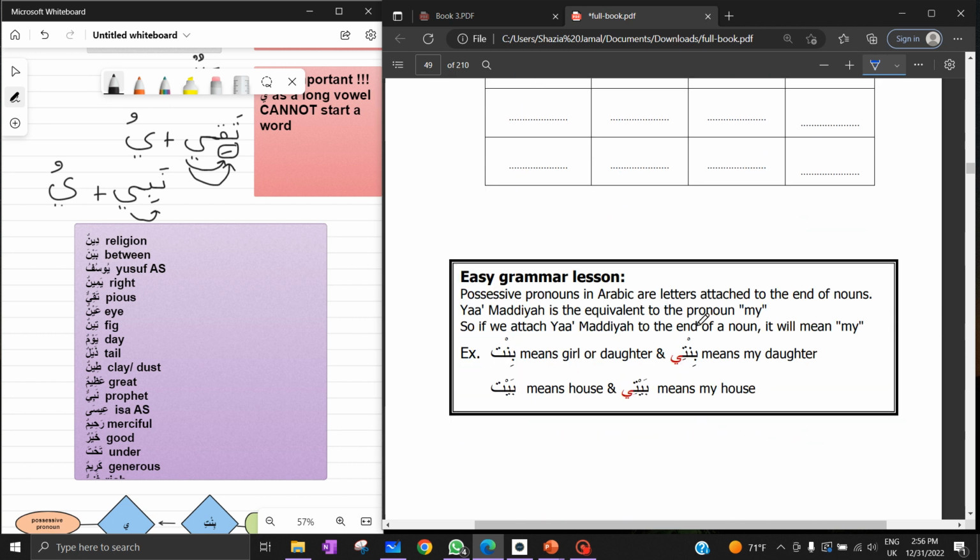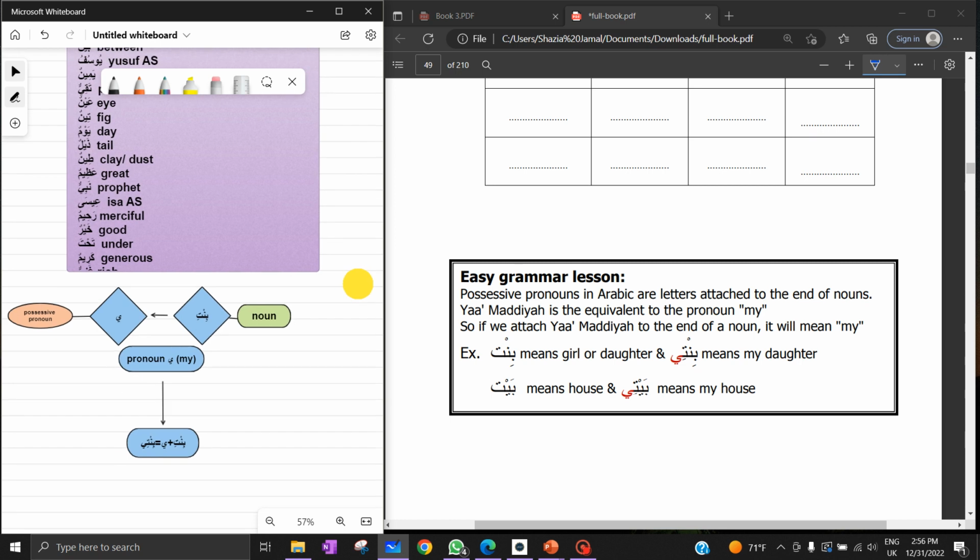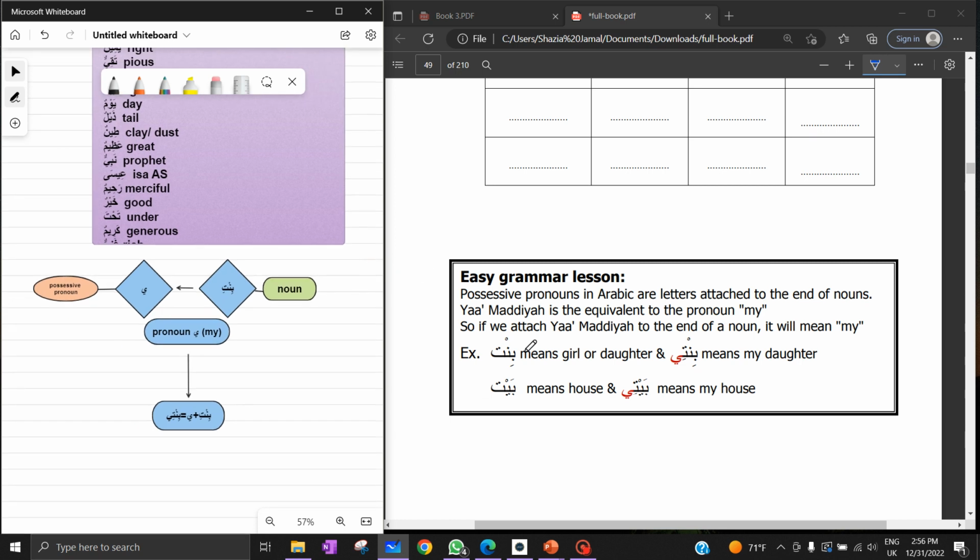Now there is a short grammar lesson. This is just a gist of grammar. Since you all are beginners, I will not give you the full details, but what has been given here, I'm going to just explain it to you. In this case, what they have given here is a pronoun.